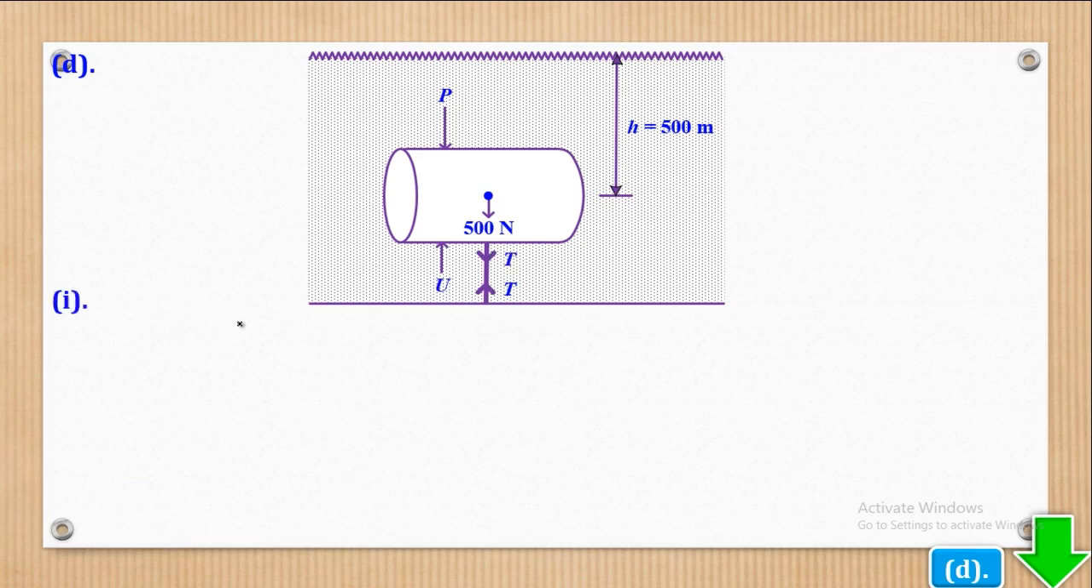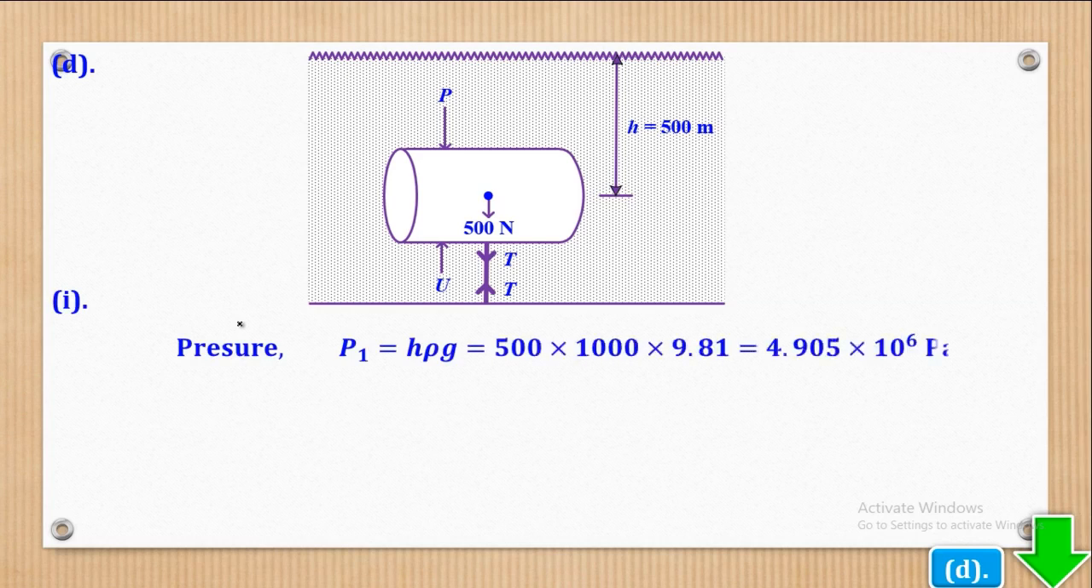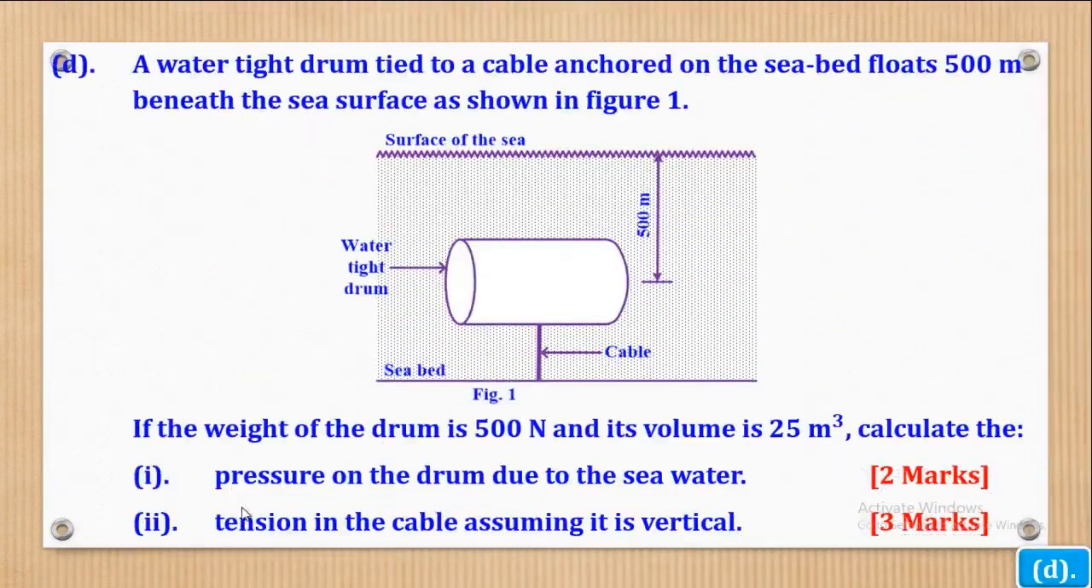Okay, so now we can go to Roman 1. So pressure, P1 or just P, is equal to H rho G, where H is 500 meters, then rho is the constant density of water, and G is 9.81. So when I simplify this, I'll come up with 4.905 exponent 6 pascals. So that was Roman 1. Now we shall go to Roman 2, the tension in the cable, assuming it is vertical.